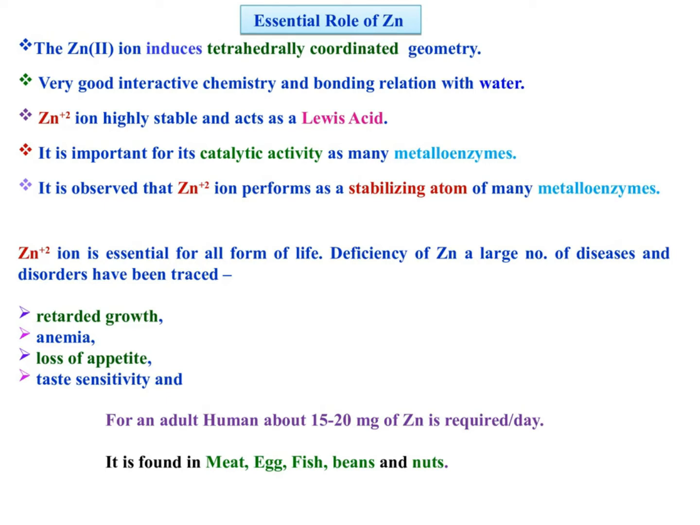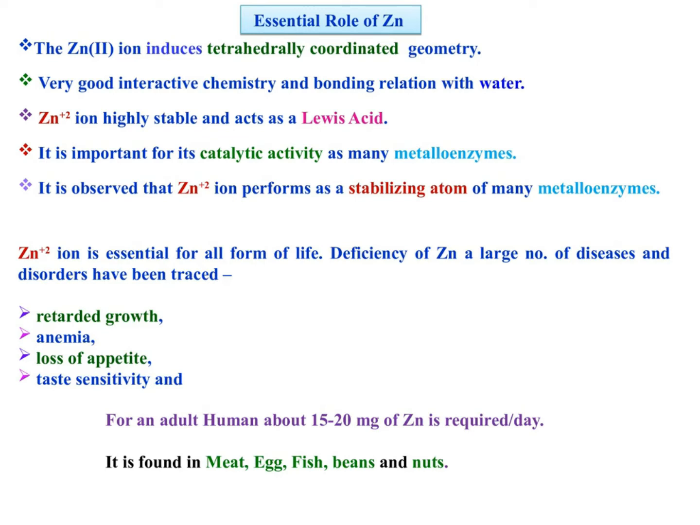And the third point is zinc 2 is highly stable and it is a very effective Lewis acid. Since it contains vacant 4s and higher orbitals, it can accept the electron pairs from the ligands, forming coordinate bonds. It is very important for its catalytic activity and shows metalloenzyme activity.